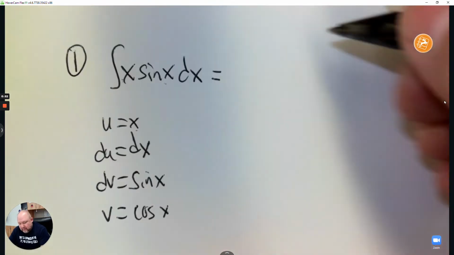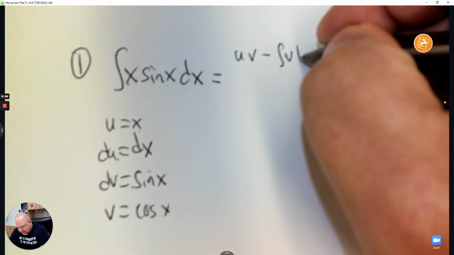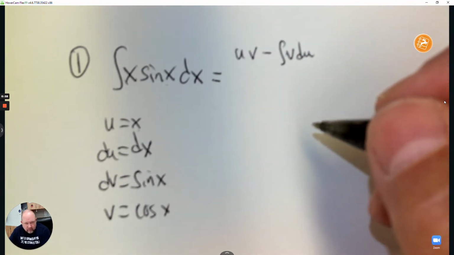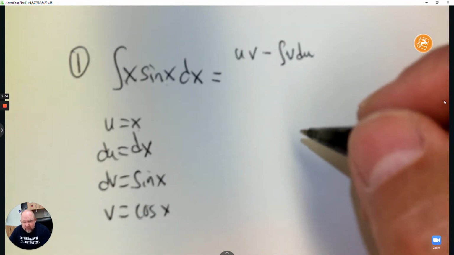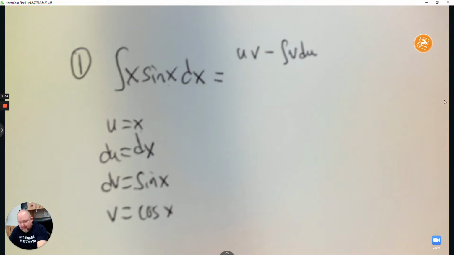Then this is the formula we're going to follow. I'm going to put it up here. U times v subtract v du. And if we practice that, we'll remember it. It's got to be a good rule follower. I'm sorry about the camera going in and out.